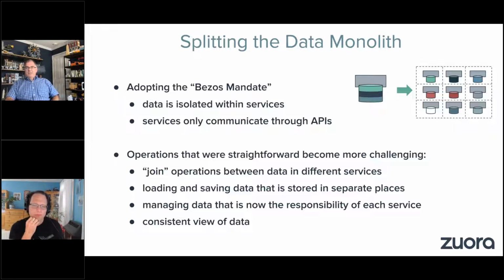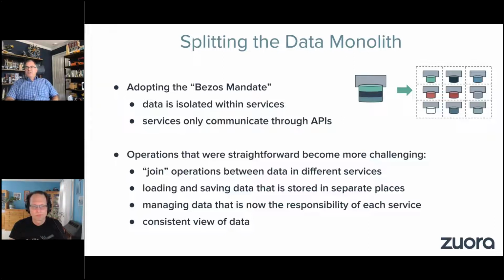However, by doing that, some of the operations that we used all over the monolith suddenly became much more challenging. If you wanted to take two pieces of information that were in the monolithic database, you could just join them in the database. Once they live in different services and you cannot access the database directly anymore, you have to do this through the service APIs, which means you have to write code to fetch the data, to run the join operations and all of that. And that obviously is overhead that we didn't have before. Same applies to loading and managing the data. And ultimately, you also want to have a consistent view of the data.